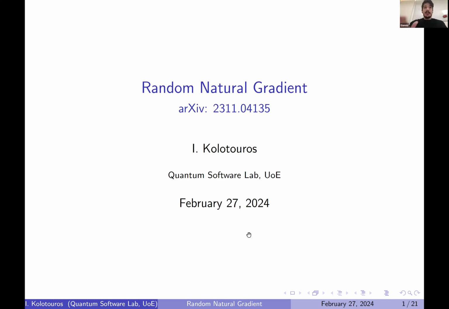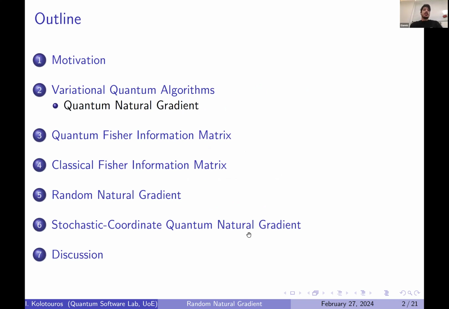So, okay, perfect. In today's talk, I'm going to give you a small motivation on our idea and our method. I'm going to give you a small introduction on variational quantum algorithms, which I'm pretty sure most of you know really well. I'm going to tell you about a very interesting optimization tool called the quantum natural gradient that came out some years ago. I'm going to discuss the quantum and the classical Fisher information matrices, and then I'm going to introduce two optimization methods that we developed. And then finally, I will end my talk with a small discussion about future work.